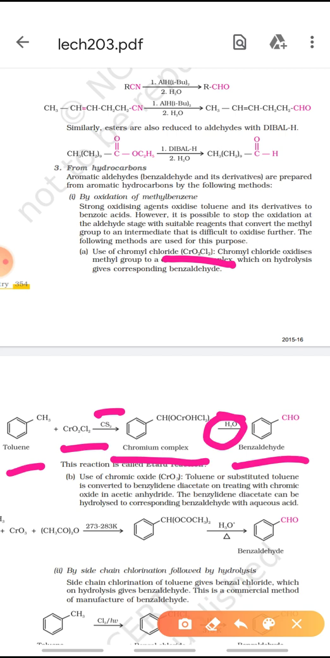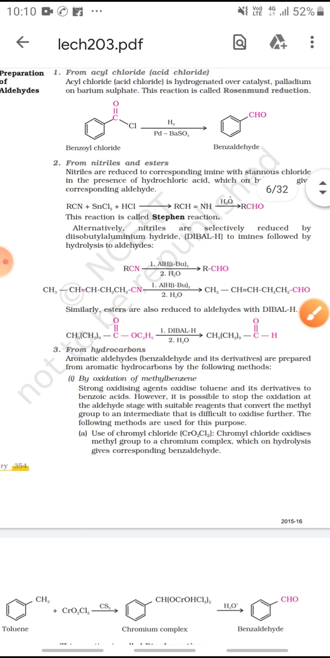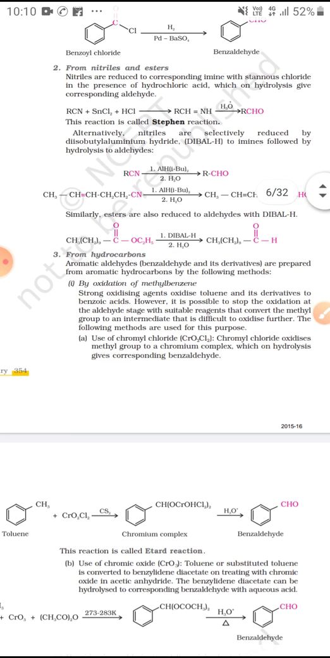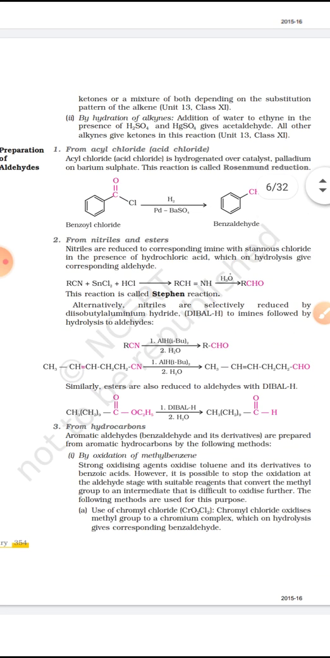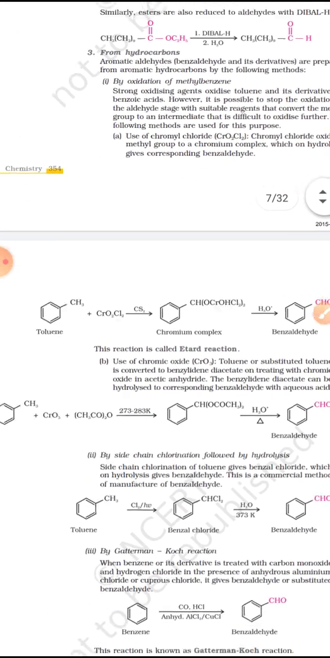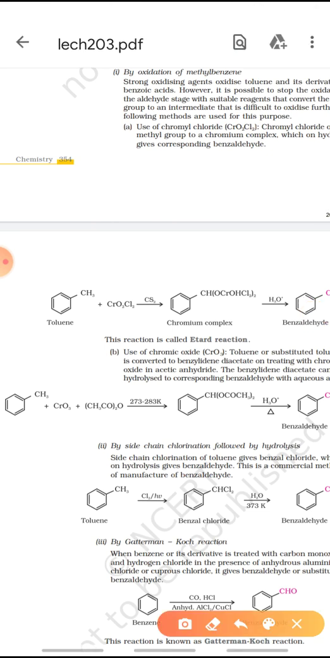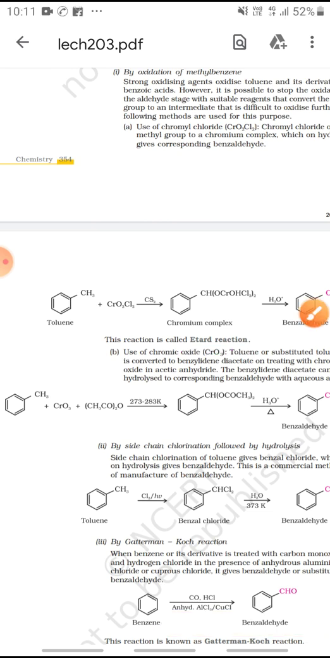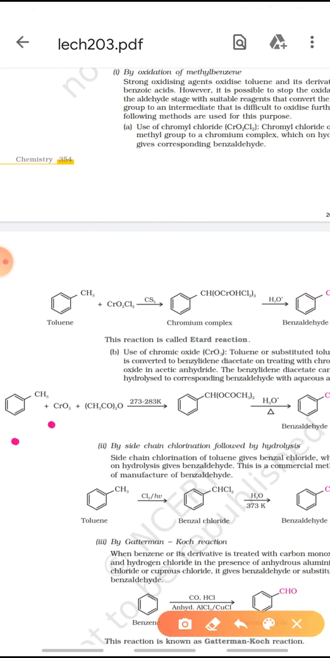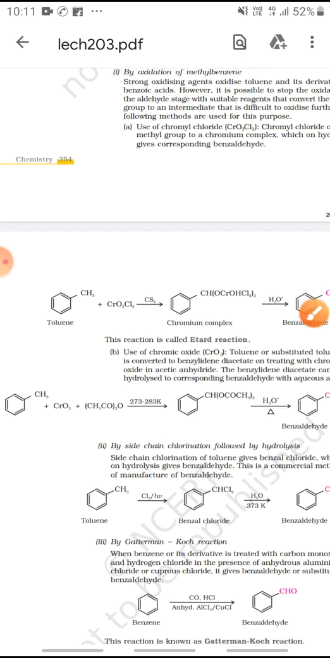For aromatic aldehyde, you can use this reaction, and for aliphatic, you can use either DIBAL-H or Stephen reaction, or this diisobutyl aluminium hydride. For aromatic, you have to use either Rosenmund reduction or chromyl chloride, or another one is your Etard reaction, which uses chromium oxide. Toluene reacts with chromium oxide in presence of acetic anhydride and results in the formation of benzaldehyde.